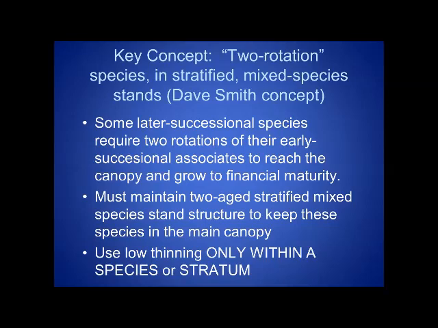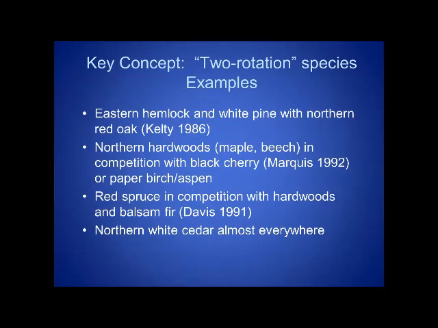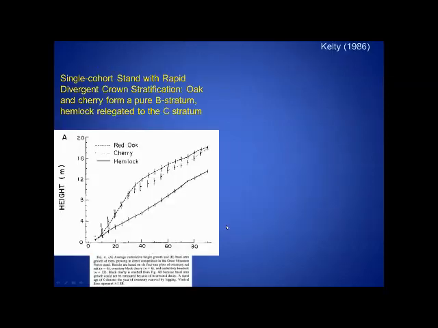So, a lot of people have a misperception that these things won't respond and we need to get rid of them, they're the runts. That's just wrong-headed thinking. Examples here would be eastern hemlock and white pine growing with the oaks, or central hardwoods. Northern hardwoods would be beech and sugar maple growing in competition with the black cherry out in the Alleghenies, or birch and aspen, even white ash. Red spruce behaves like this, certainly with hardwoods and sometimes with balsam fir in better soils. Northern white cedar almost everywhere. So unless you give these species a head start, you're going to lose them.